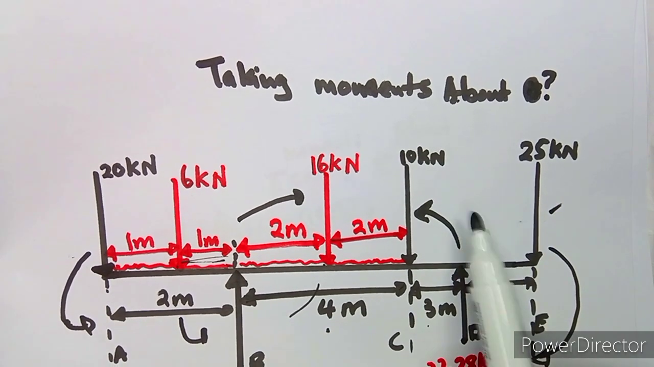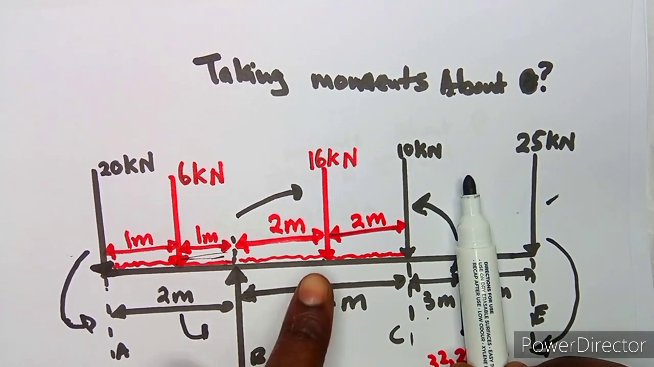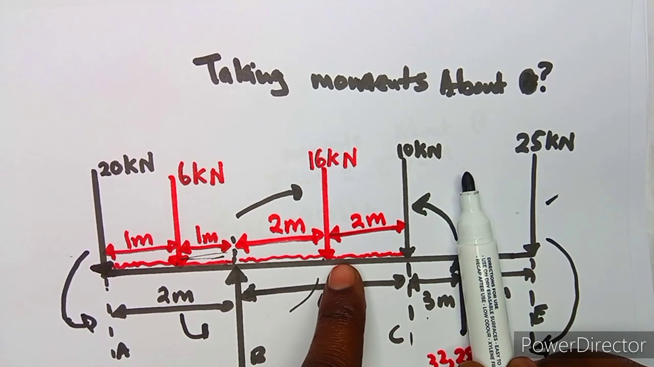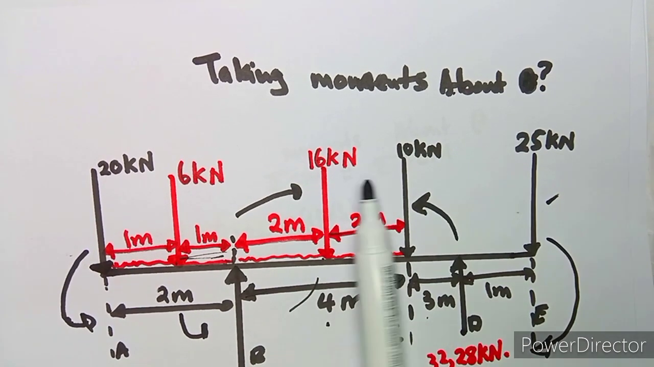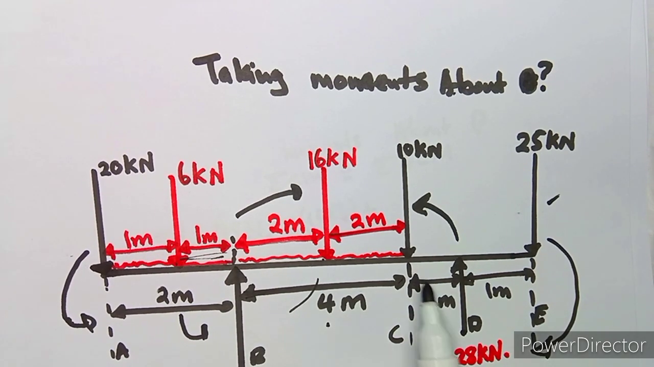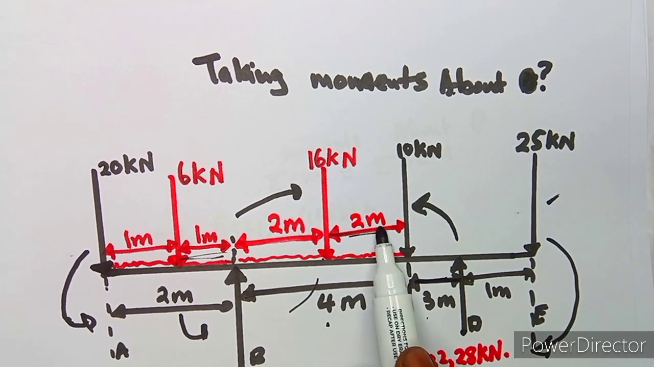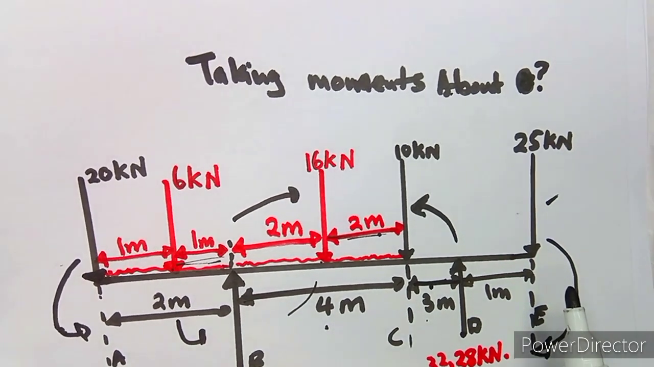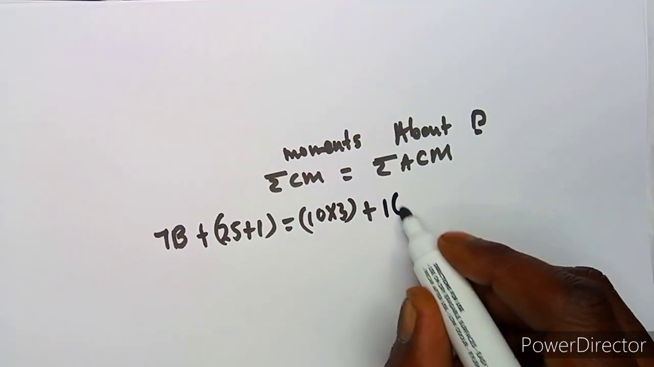We are done with back to D with 10. We move on to 16. Remember it's now 16 because of that distributed load that we had. So this one is going to be 16 times, but what is the distance now? This is 1 meter and this is 2 meters, so it's going to be 2 plus 3, which is 5. So we've got 16 times 5.